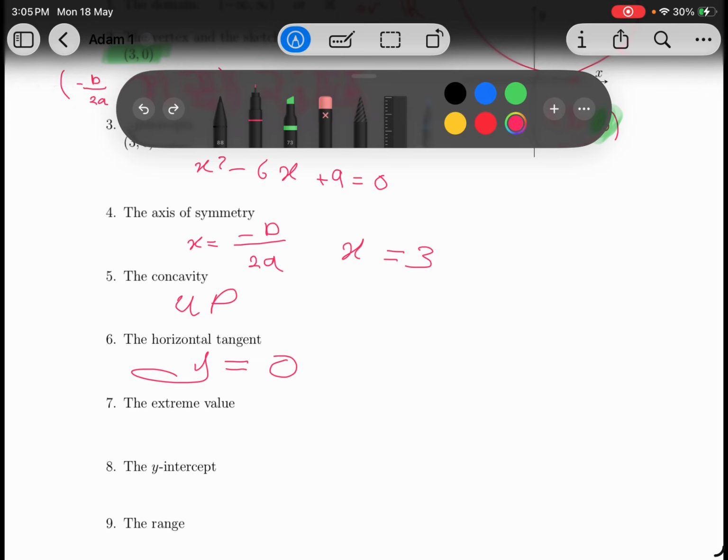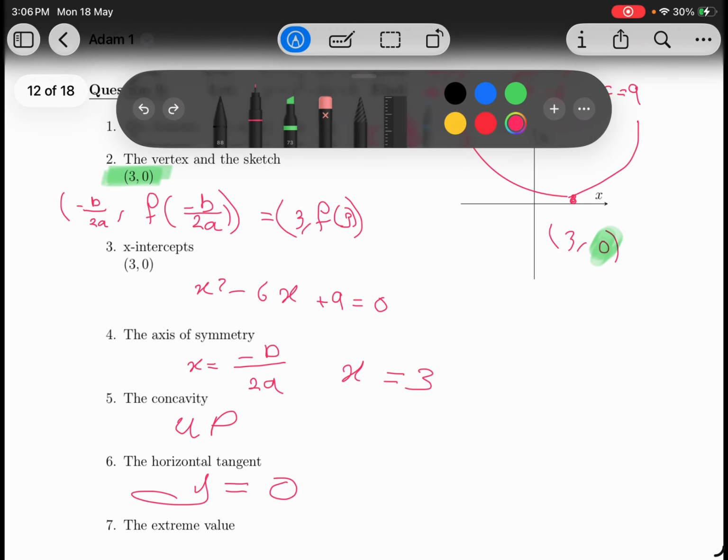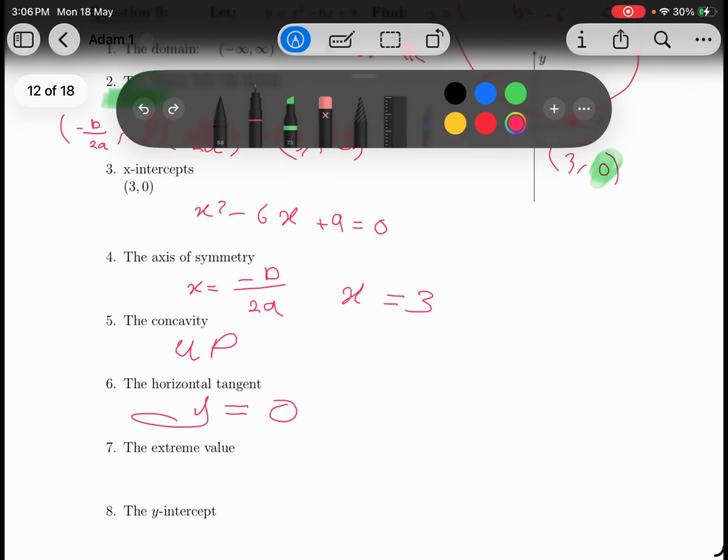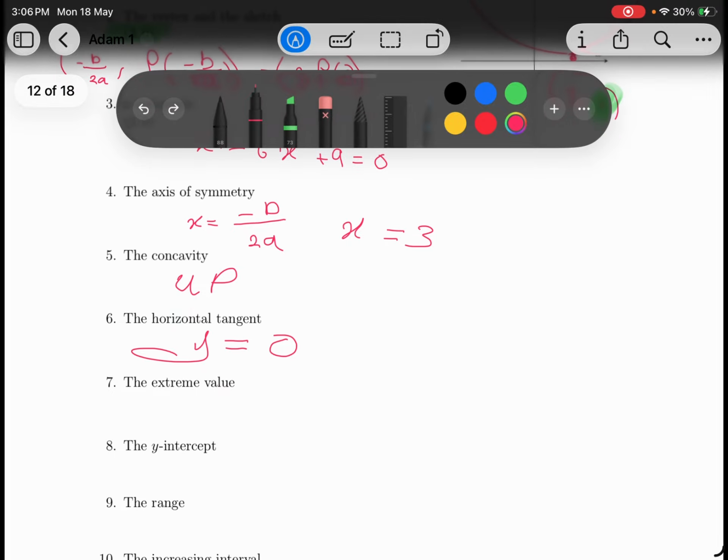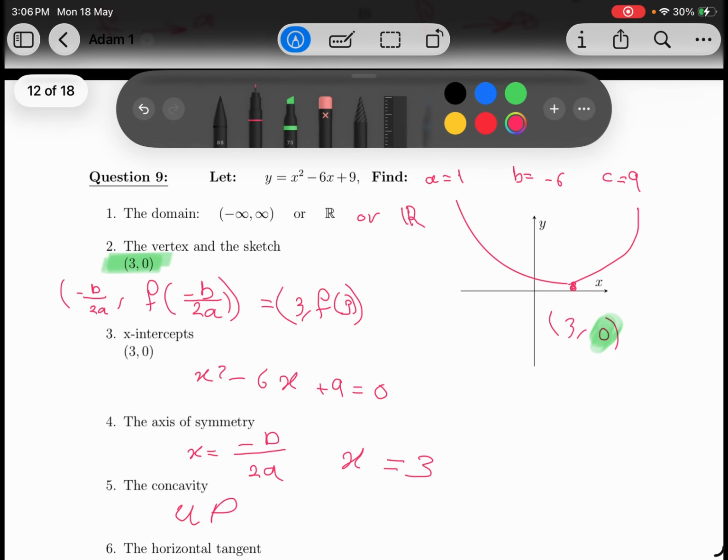Okay. And here, guys, the extreme, which is the lowest point on this parabola, is the vertex, which is 3 and 0. So it's a minimum value at x equals 3, equal to f of 3, which is indeed 0. So if the question is, what is the minimum value? The minimum value is 0, and it occurs at x equals 3.